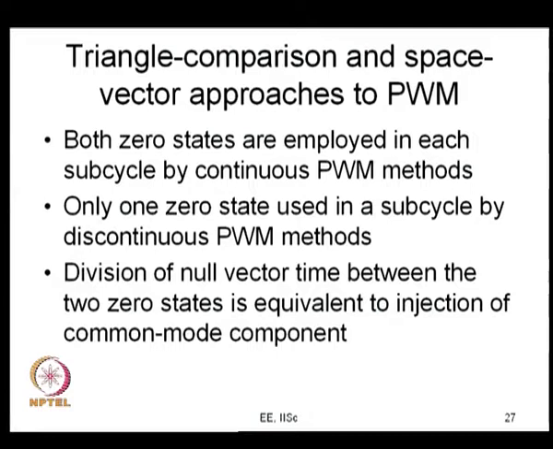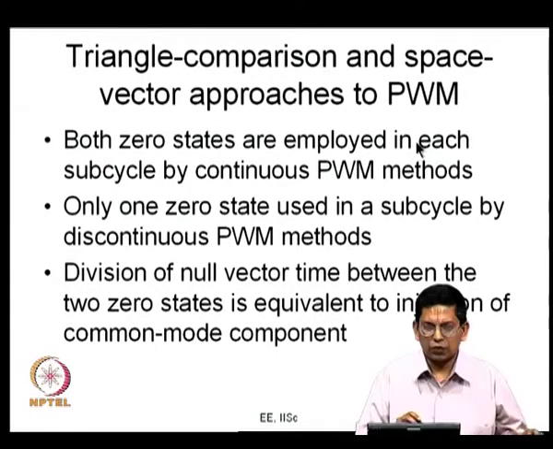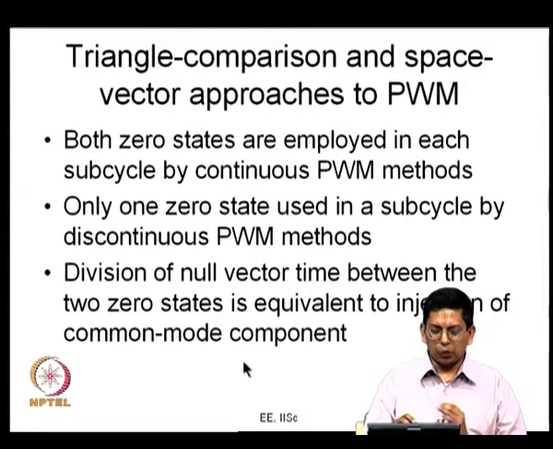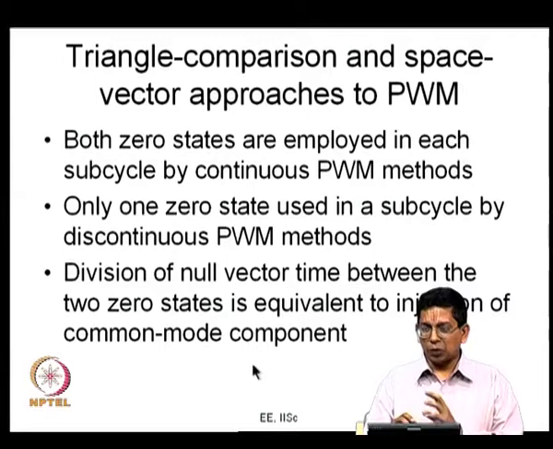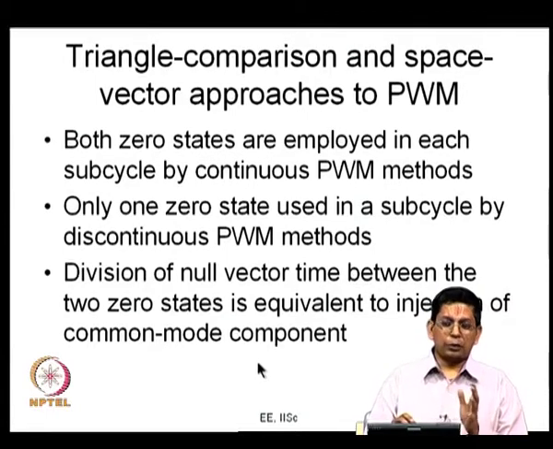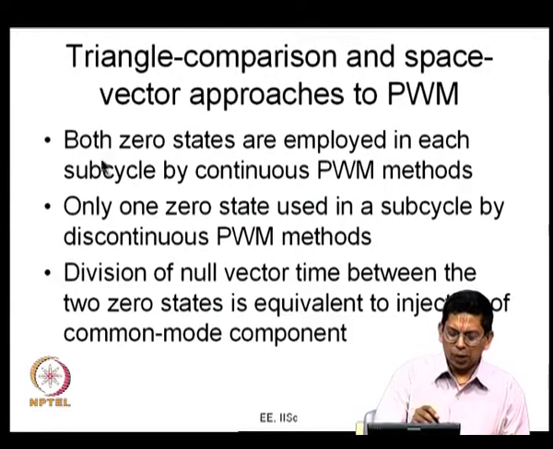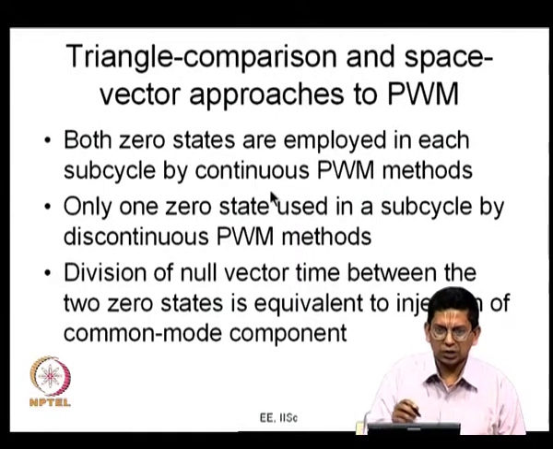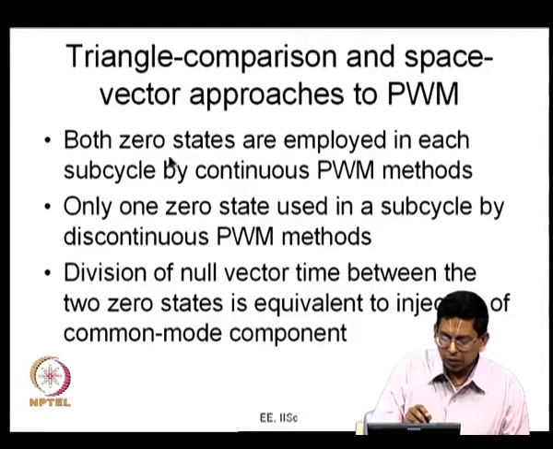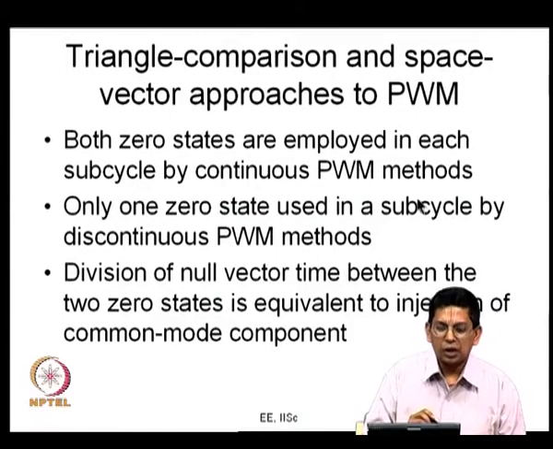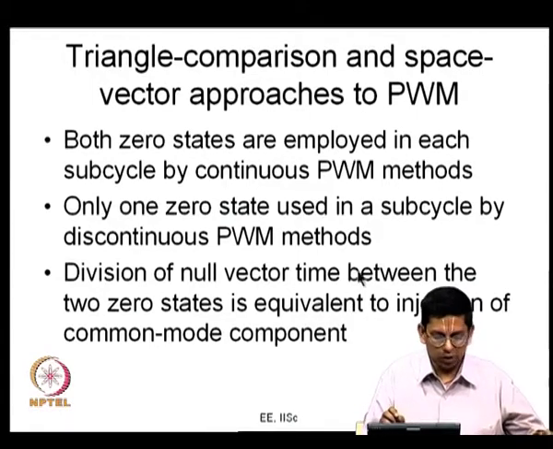Now, let us just take a look at that. We have been going through both triangle comparison and space vector approaches. We looked at conventional space vector PWM, we are looking at bus clamping PWM, but in all these cases we are not only looking at it from the space vector point of view, we have been looking at it from the triangle comparison point of view also. Now, let us make a few points before we proceed to the advanced bus clamping ones. You see that both the 0 states are employed in each subcycle by a continuous PWM method. Now, conventional space vector PWM is a continuous PWM method.